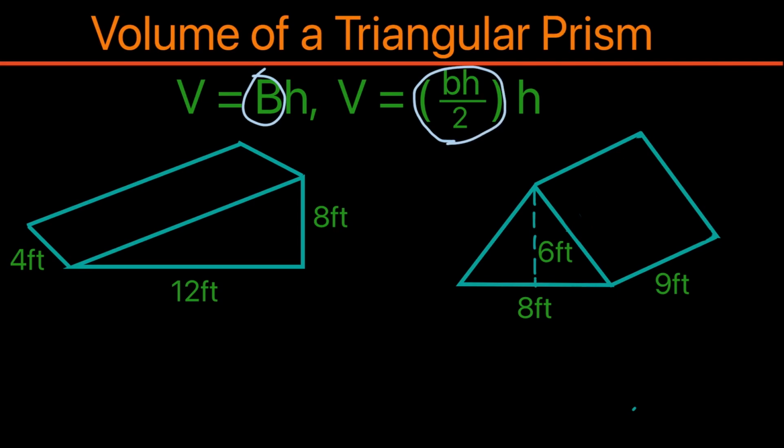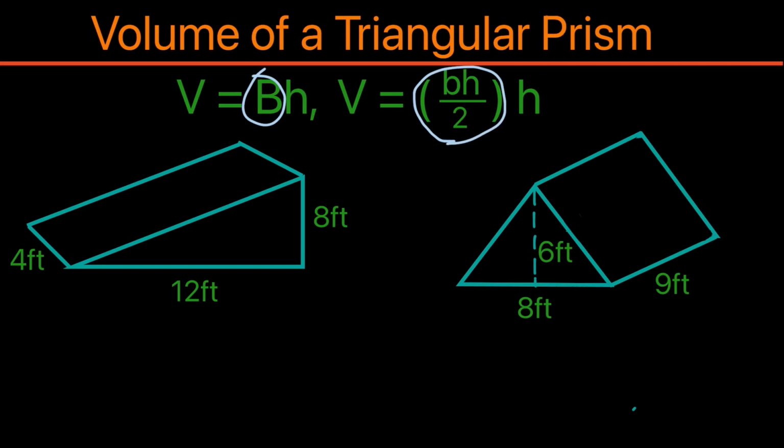Now the capital B means the area, and the small b is the length of the base. And the reason why we change that to base times height divided by 2 is because it is a triangular prism rather than just a regular rectangular prism. And then we will multiply by the height to get the volume of a triangular prism. And below are two examples, so we'll go over each one of them.